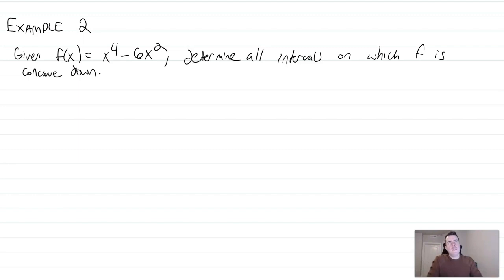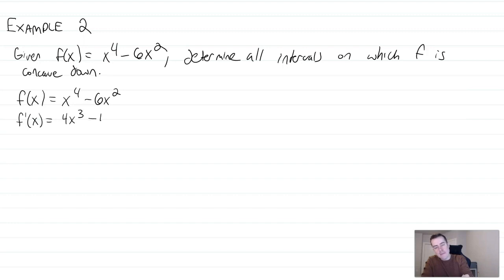Okay, so again, just want to remember that concavity comes from that second derivative. So we have to get this down to the second derivative here. Our function is x to the fourth minus 6x squared. Let's go ahead and take the derivative of that. So f prime of x is equal to 4x cubed minus 12x. And then we're going to do the second derivative of that, which would be 12x squared minus 12.